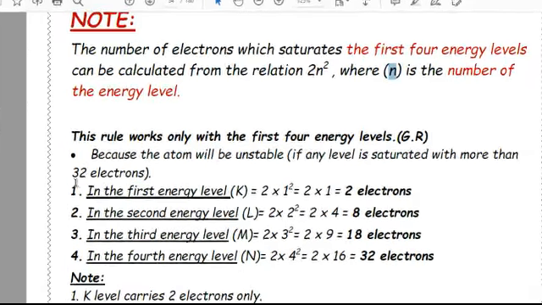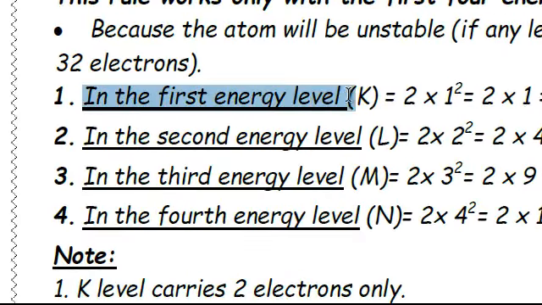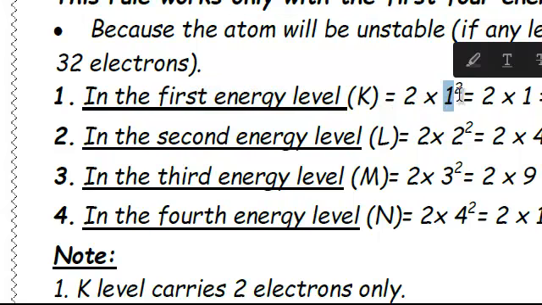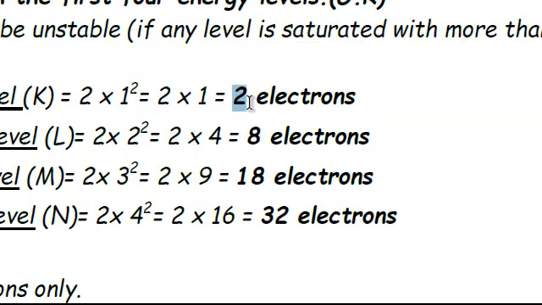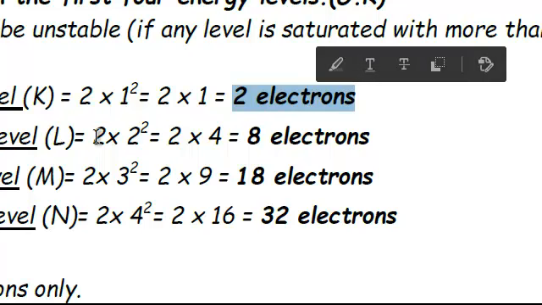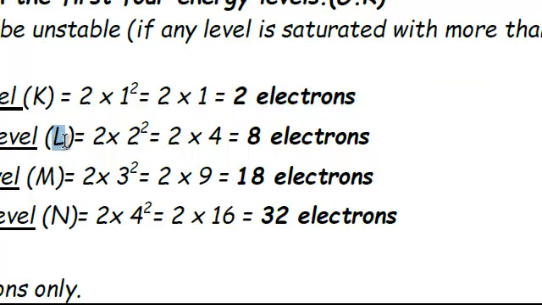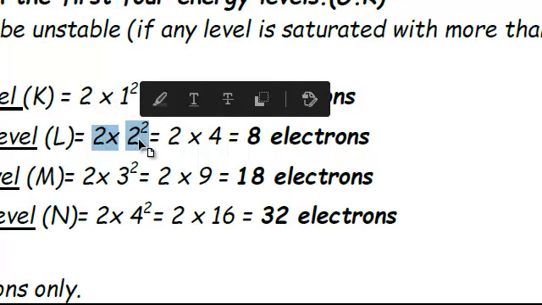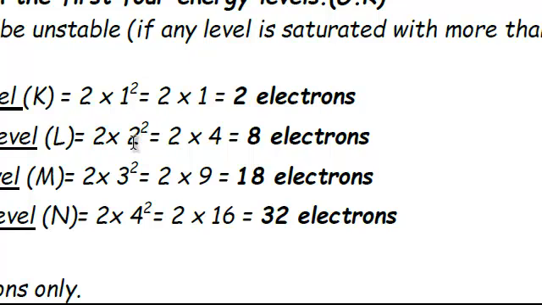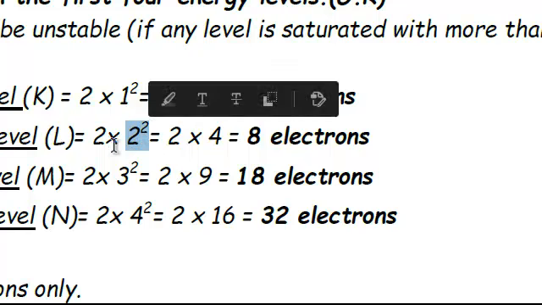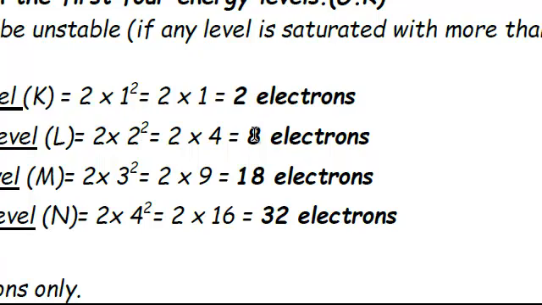If we apply the rule as you can see here, number 1, the first energy level K, we put 2n power 2, and n here is number 1, so 1 power 2 equals 1, times 2, carries 2 electrons. So K carries 2 electrons. The second energy level L, we put here 2n power 2. We remove n and put 2. So 2 power 2 equals 4. 4 times 2 equals 8. And we apply it in M and N.